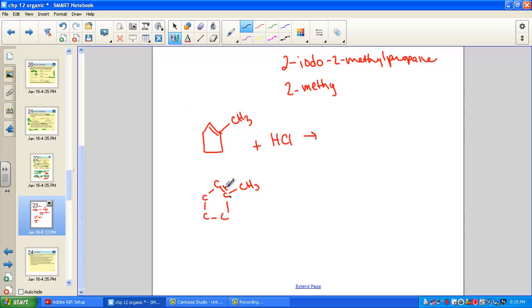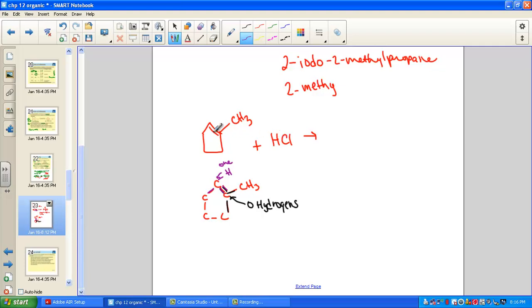I'll start that over. 1, 2, 3, 4 bonds. So this has 0 hydrogens. What about this carbon? This carbon has 1, 2, 3 bonds so far, so it indeed has to have 1 more hydrogen. So it has 1 hydrogen.